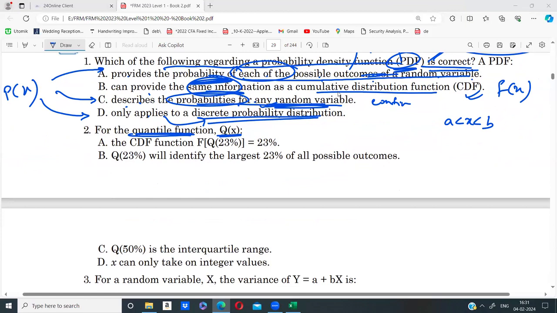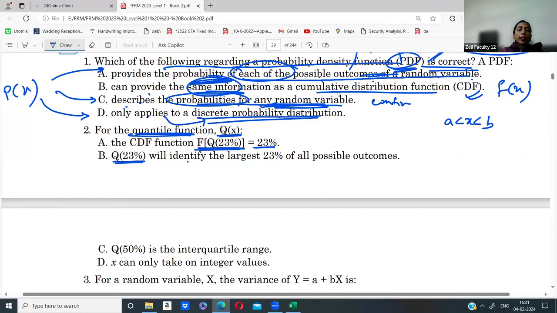The CDF function F of Q 23% is 23%. Q 23% will identify the largest 23% of all possible outcomes. Q 50% is the interquartile range. X can only take on integer values. So they are talking about the quantile function.